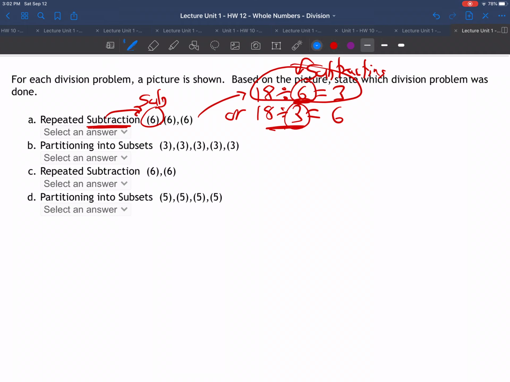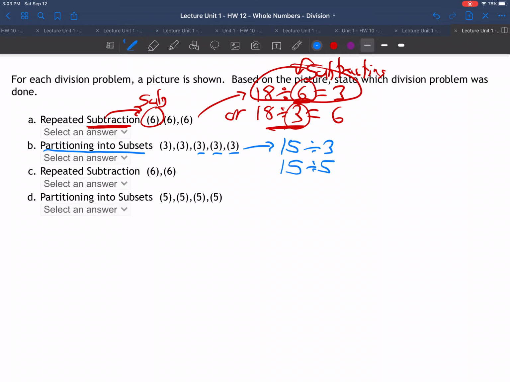Let's look at the next one, probably more clear. So this one is 1, 2, 3, 4, 5. So that's 15, right? 15 total. And is it 15 divided by 3, or is it 15 divided by 5? Well, this first number, am I supposed to subtract that number? No, they don't say subtraction. They say partition into sets.